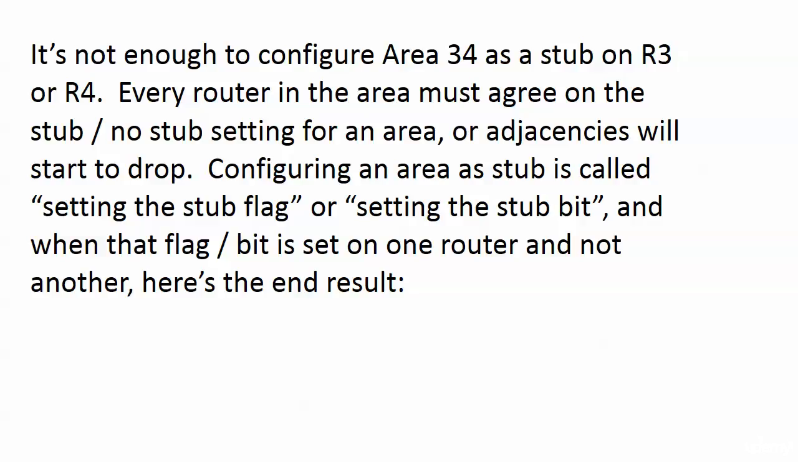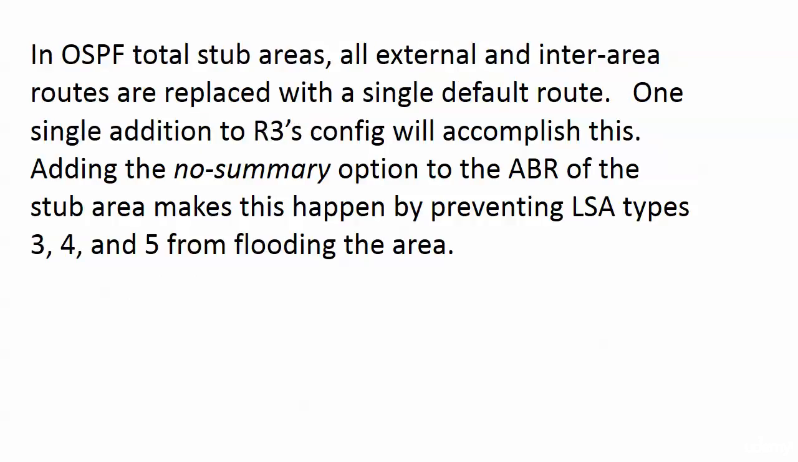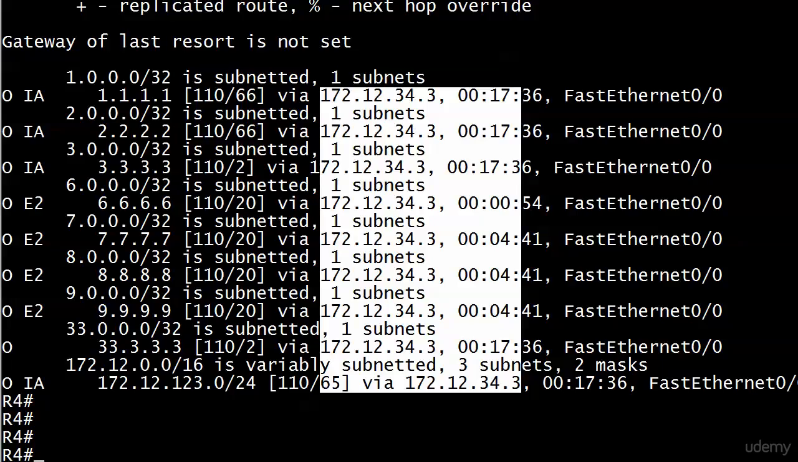And if there's a mismatch, adjacencies are going to start to drop. A couple of terms you should be familiar with when creating a stub area: one is setting the stub flag, another is setting the stub bit. But when that is set on one router in the area and not others, the result is going to be a dropped adjacency. And I have a feeling we're going to see that here in just a moment when we configure first a stub area and then we will go to total stub.